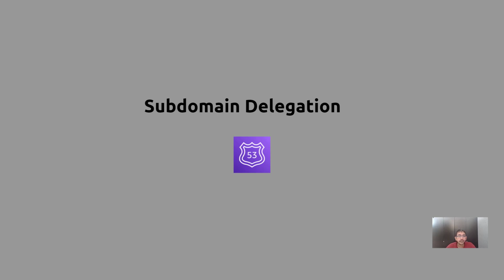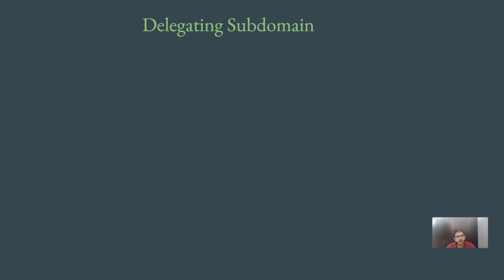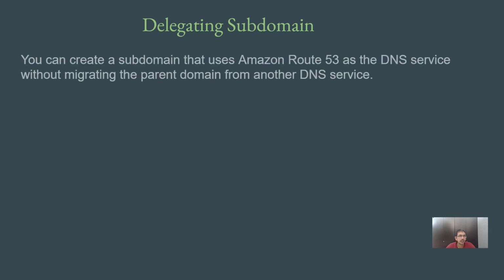Now in today's video we are going to discuss subdomain delegation. Whenever you're working with Route53, you can either work with a parent domain or with a subdomain, depending upon the use case. So the first important pointer is that you can create a subdomain that uses Amazon Route53 as a DNS service without migrating the parent domain from another DNS service.